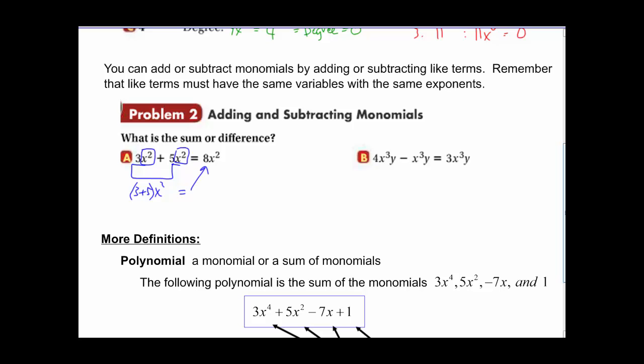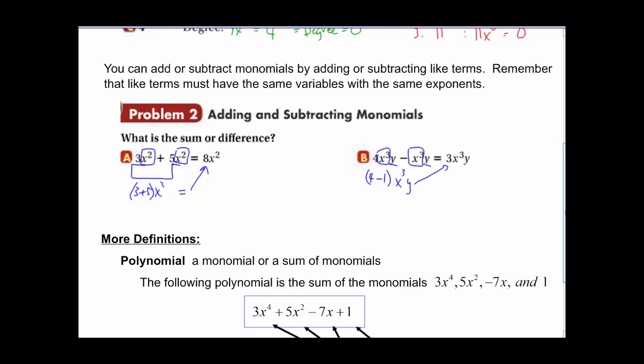Okay. On b, notice what we have. We have an x cubed y, and then we are subtracting an x cubed y. Since both of those have the same variables, we're going to take 4 minus this 1, but then just keep the same variables. We are not multiplying, we're not adding variables or anything. We're just adding the coefficients. So 4 minus 1 gives us 3x cubed y.